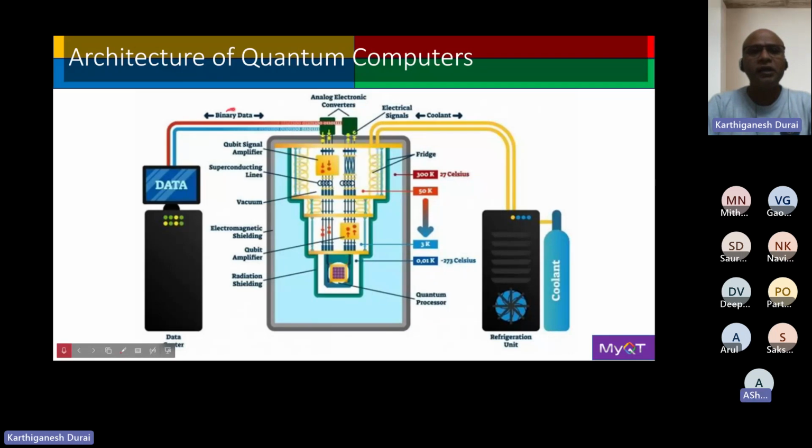Here the binary data needs to be encoded into quantum information so that it can be processed. For this, it is not translating, it is called encoding. This is the unit which encodes your classical data into quantum information. That conversion, the classical data encoding, is enabled by this qubit signal amplifier, the superconducting amplifier.